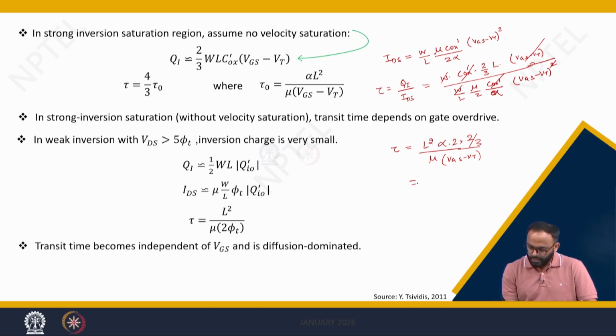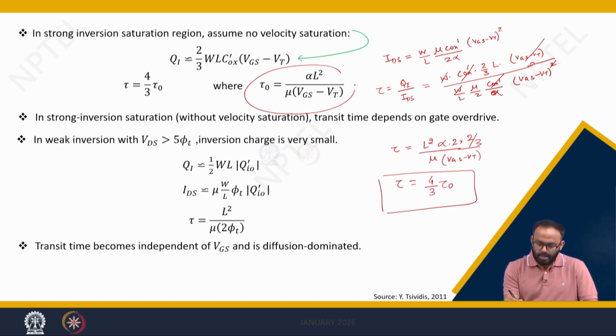So you can simply rewrite that as 4 by 3 into tau naught, where tau naught is given by alpha into L square divided by mu times Vgs minus Vt, where it is clear that in strong inversion saturation, without considering the velocity saturation, the transit time depends on overdrive voltage. Here Vgs minus Vt is called overdrive voltage.